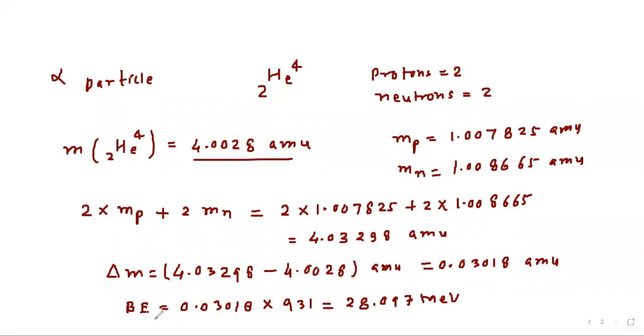Here we have calculated the total binding energy, and then we have to divide it by 4 to get the binding energy per nucleon.